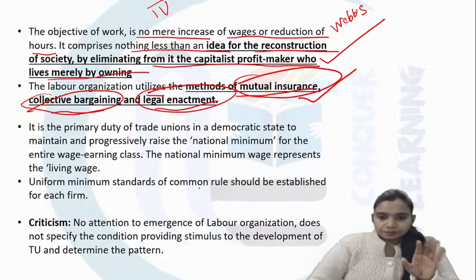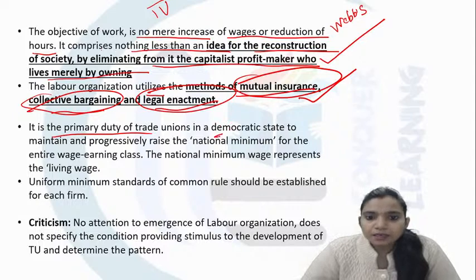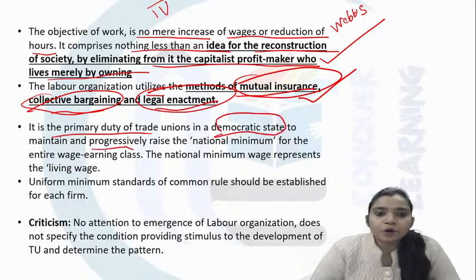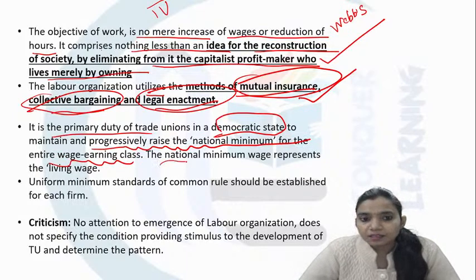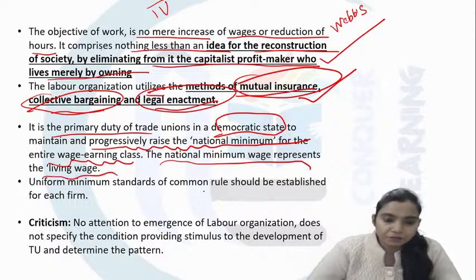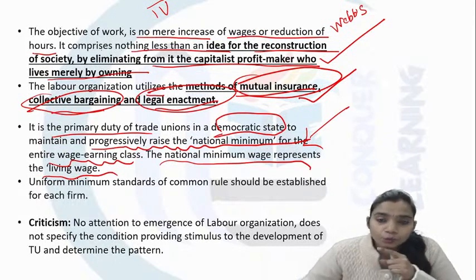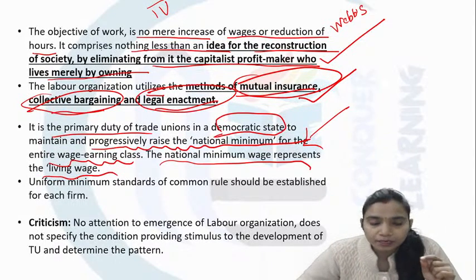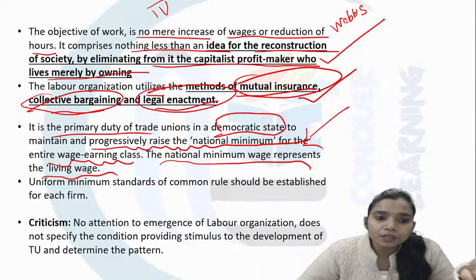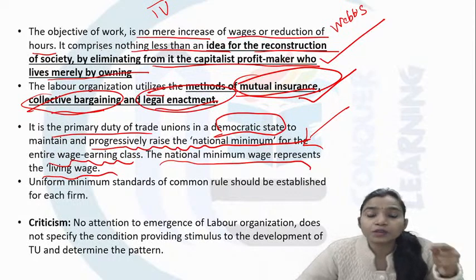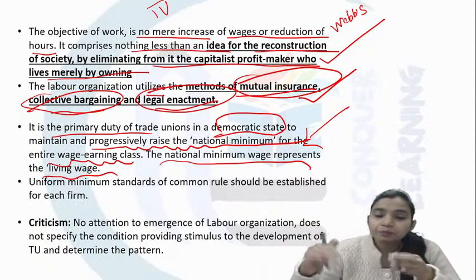Now, the primary duty of the trade union in a democratic state is to progressively raise the national income for the entire wage earning class. The national minimum wage represents the living wage. This point is saying what the purpose of a trade union is. In a democratic industry, what is the duty of the trade union? The duty of the trade union is to make sure that it is helping to increase the nation's income progressively.